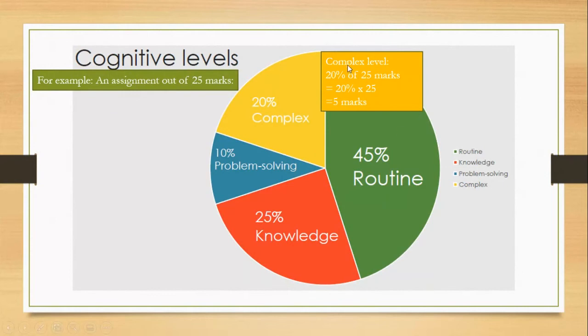So let's say we start with our complex level questions, just to work out how many marks should be awarded for the complex level. That is easy to work out. 20% of the 25 marks. So in this case, it will be 5 marks, because our assignment is going to count out of 25 marks. If it's counting out of 30 marks, you just work out 20% of 30 marks. All right, so this is how you calculate each and every test and examination that you do in mathematics to ensure that you cover all the levels.